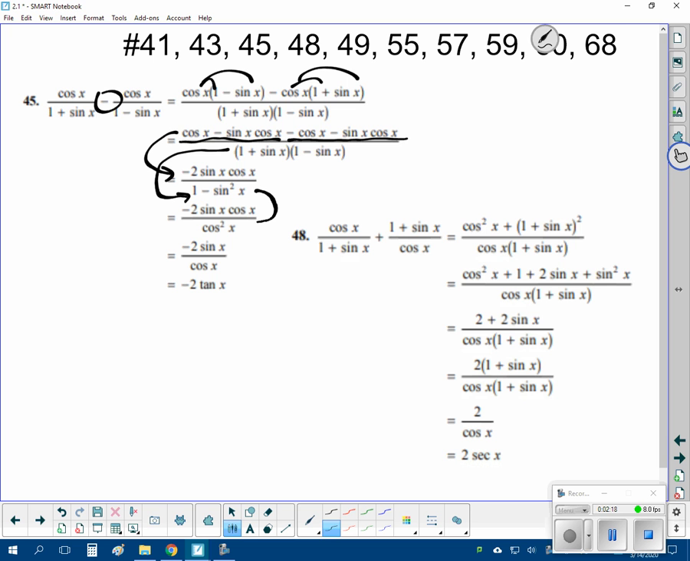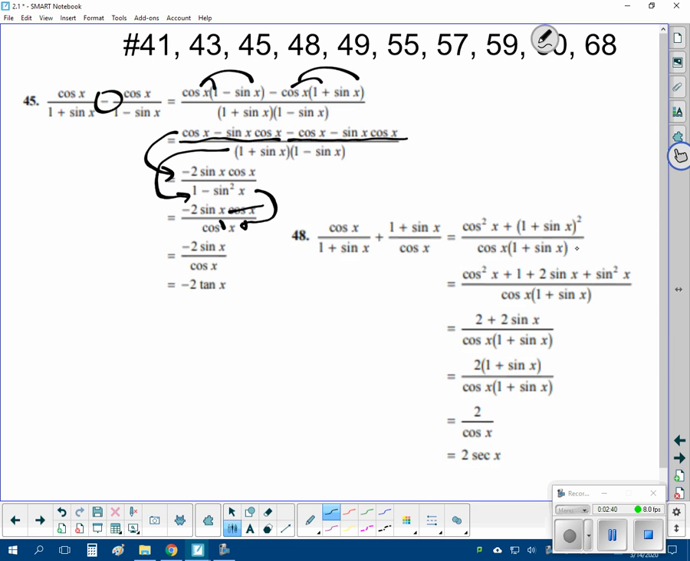From here to here, you're just using the Pythagorean identity. And then because there's all multiplication on top, we can simplify, we can cancel. A cosine here leaves cosine to the first and a cosine there. And then lastly, we know that sine over cosine becomes tangent.